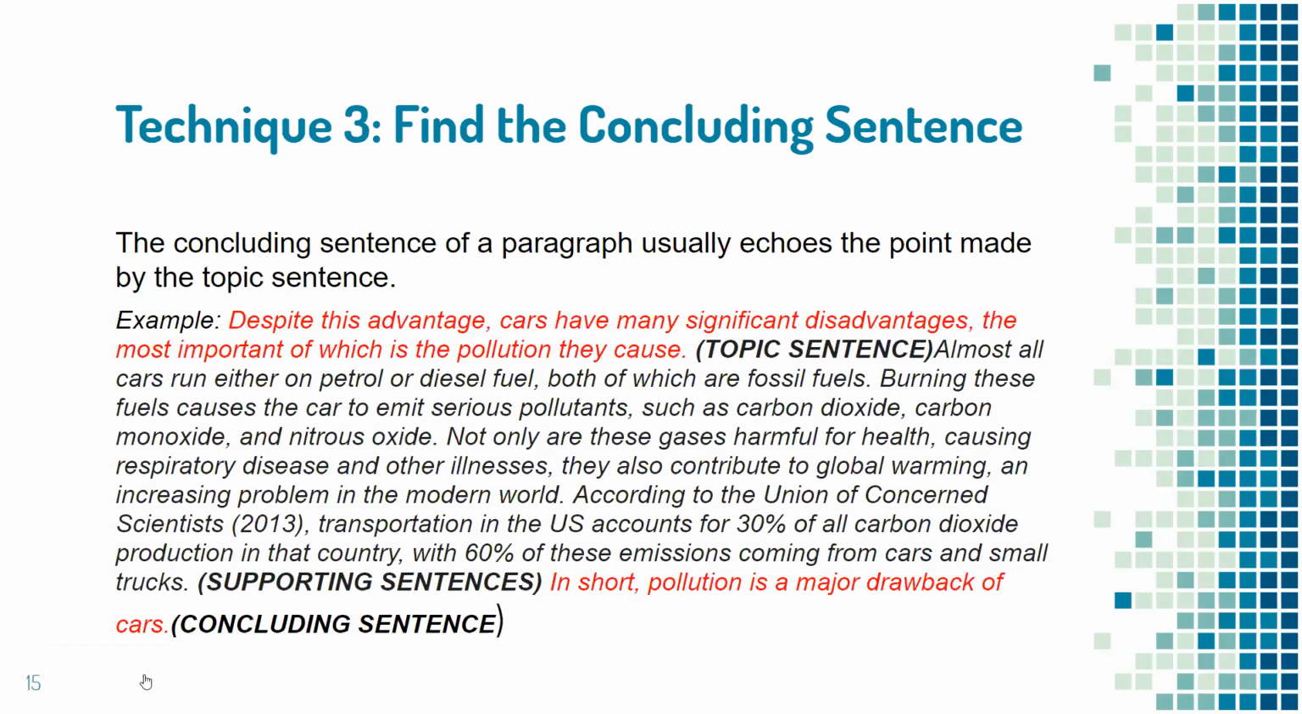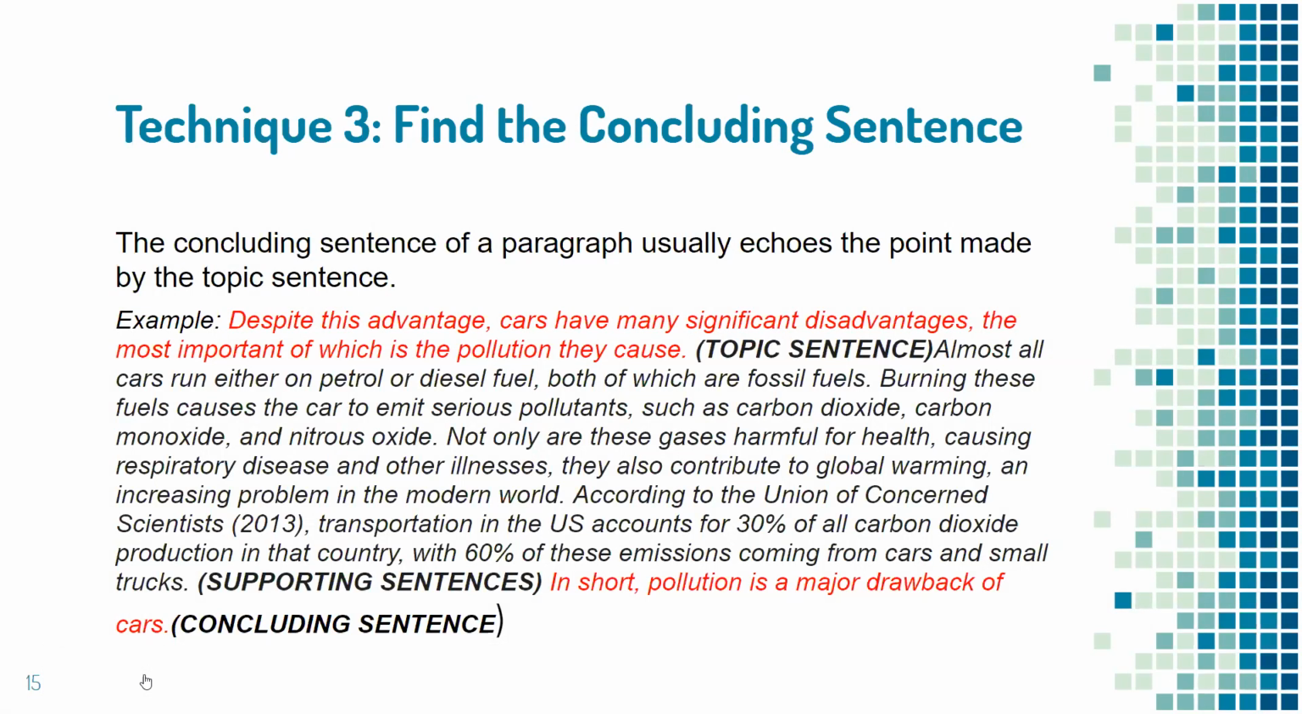You found the topic sentence, you found the supporting information. Now look at the concluding sentence. And I want you to compare the concluding sentence with the topic sentence. It says on the screen, the concluding sentence of a paragraph usually echoes the point made by the topic sentence. I like to say that a paragraph comes full circle. In fact, so does an essay, but we'll talk about that later. So the paragraph comes full circle.